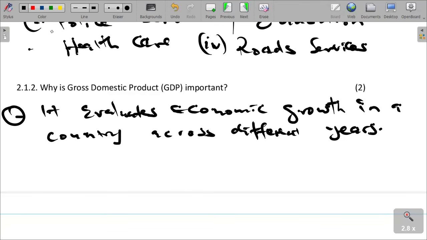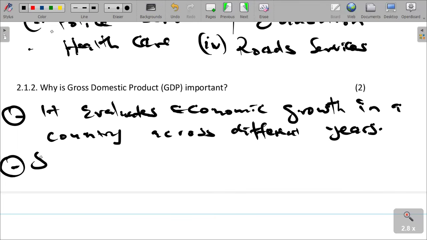Usually, it is measured and calculated as a percentage. So we are saying it enables the economists and government planners and everybody to understand how much the country is progressing or it is suffering. So it is important to understand economic growth. I mean, GDP. It is used also to determine the standards of living of people within a country.